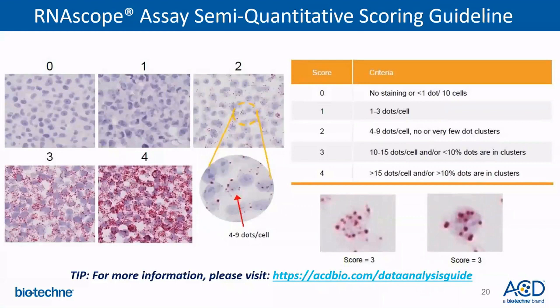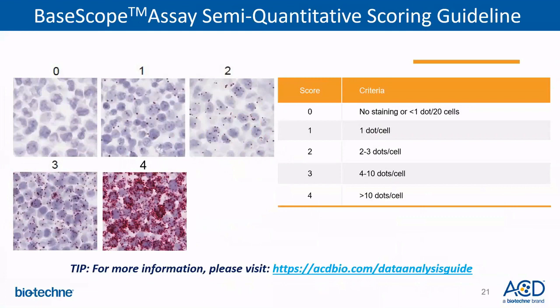For example, if you see 4 to 9 dots per cell with no or very few clusters, that is given a score of 2. This score is what we would like to see with our positive control PPIB staining on most samples during sample QC. Or if the staining would show more than 15 dots per cell and 10% of the dots are in clusters, that would be given a score of 4.